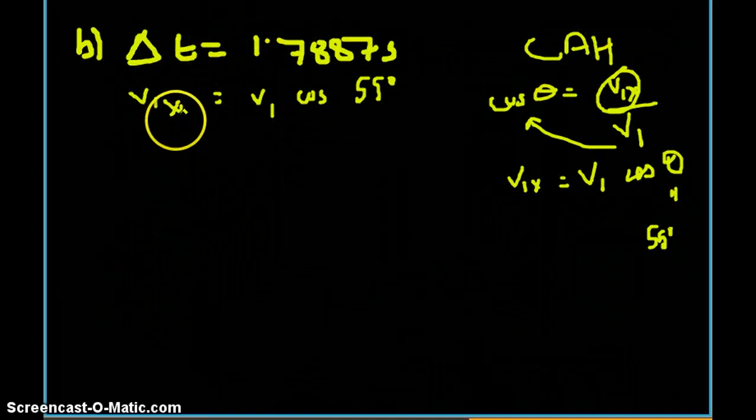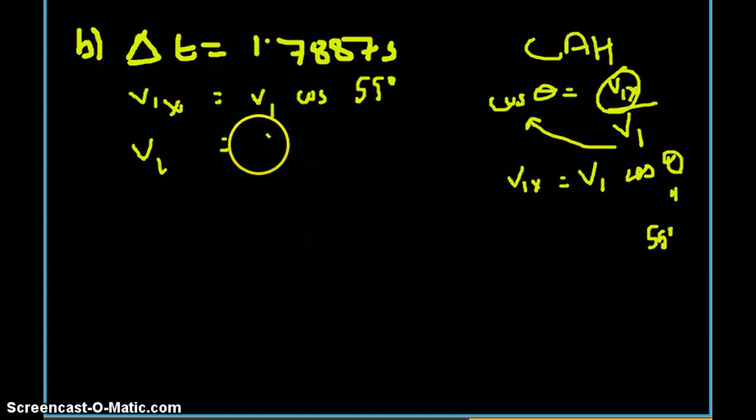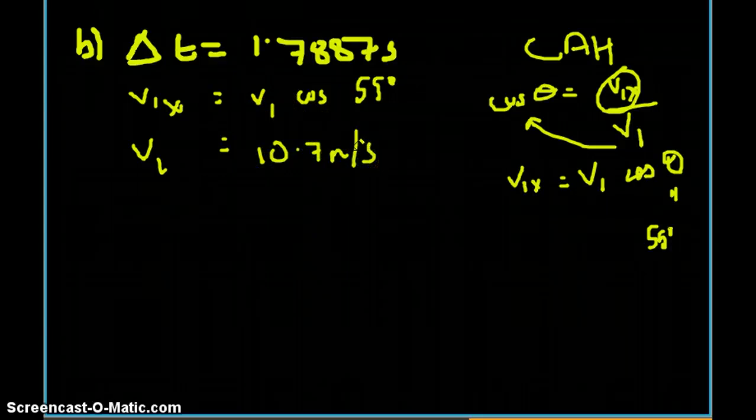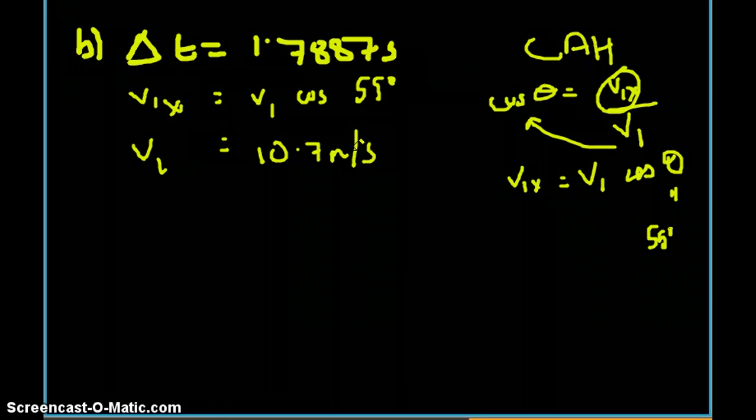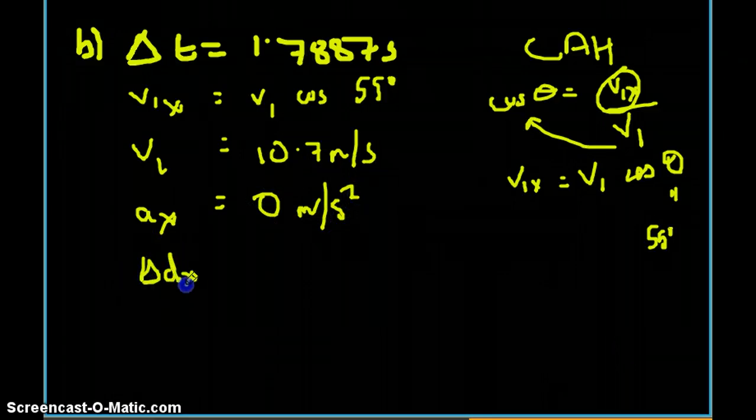So we have v1x. What other given information do we have? We know what v1 is, otherwise we can't solve for v1x. It's just 10.7 meters per second. And are we concerned with an acceleration here? Well, no, because there's no acceleration in the x direction. We only considered it in the first part of the problem because we were talking about the y direction. In this case it's uniform motion in the x direction, so there's no acceleration. That leaves us with just delta dx, which is exactly what we're looking for.